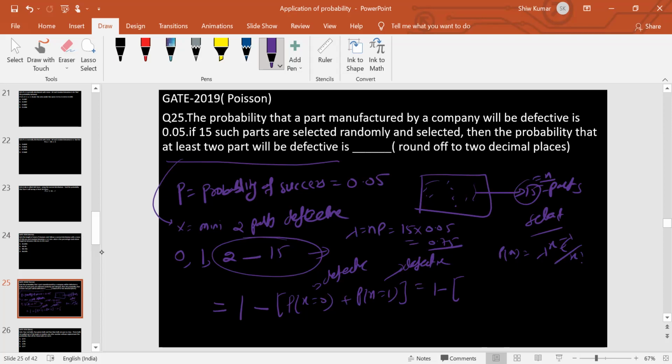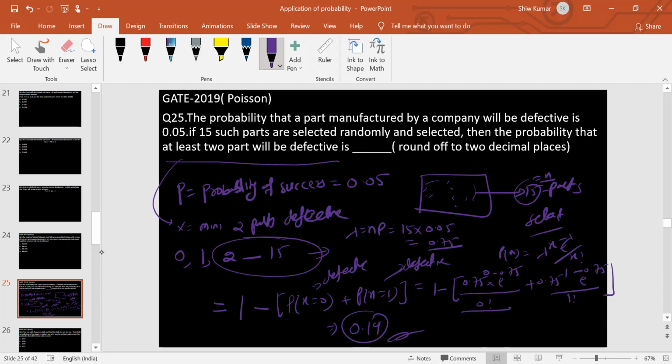So lambda is how much? It's 0.75 to the power 0 into e raised to minus 0.75 divided by 0 factorial, plus next 0.75 to the power 1 e raised to minus 0.75 divided by 1 factorial. So if you simplify them, you will get the approximate answer 0.19.